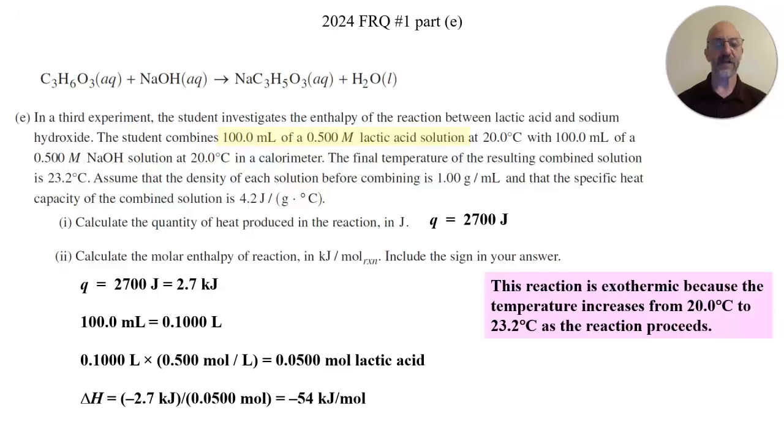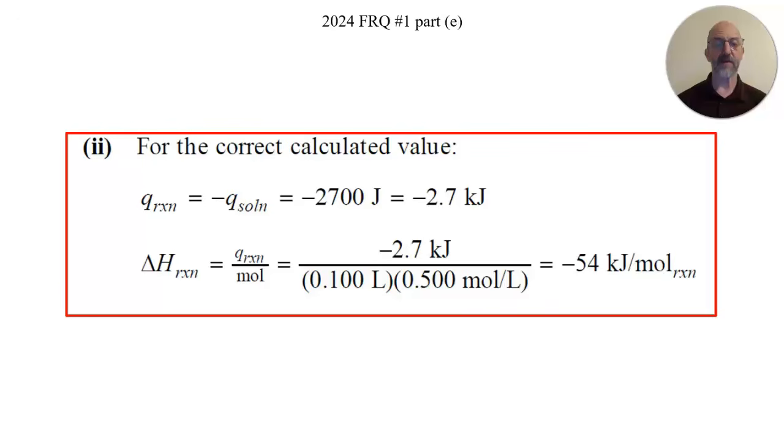Therefore, it should be a negative delta H. So the delta H was negative 54 kilojoules per mole. And there's the official scoring guidelines answer for that part of the question. This is FRQ number 1 from 2024, part E.